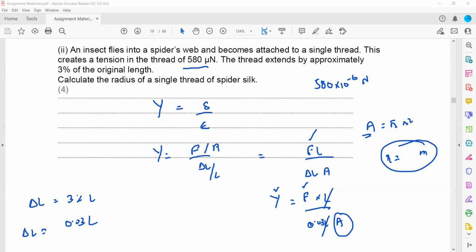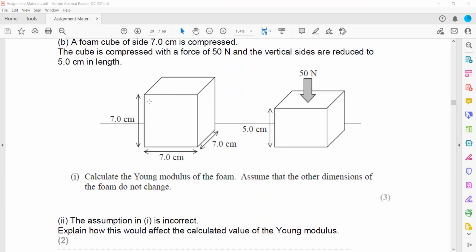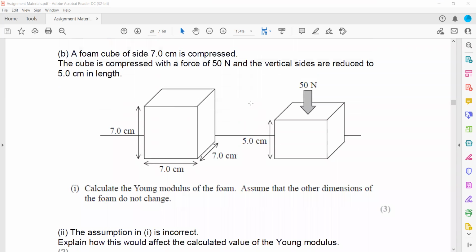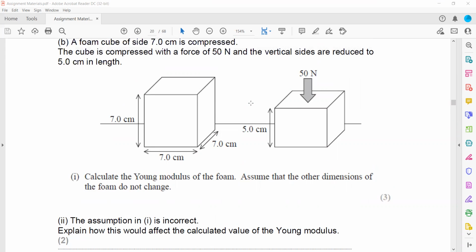Next is question 25, B2. State the assumption. The assumption in one is incorrect. Explain how this affects the calculated value.